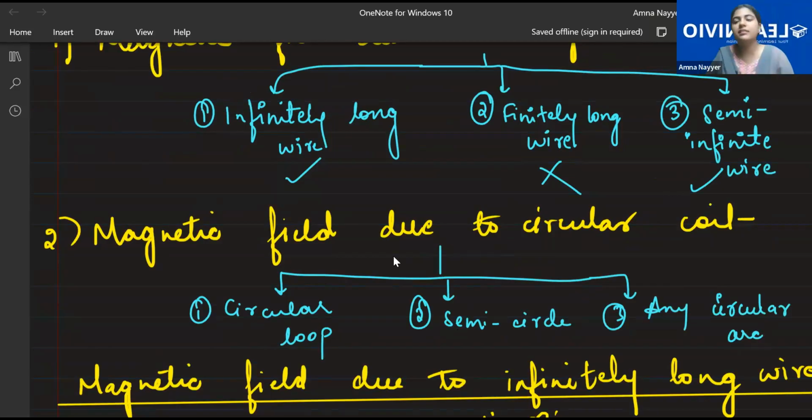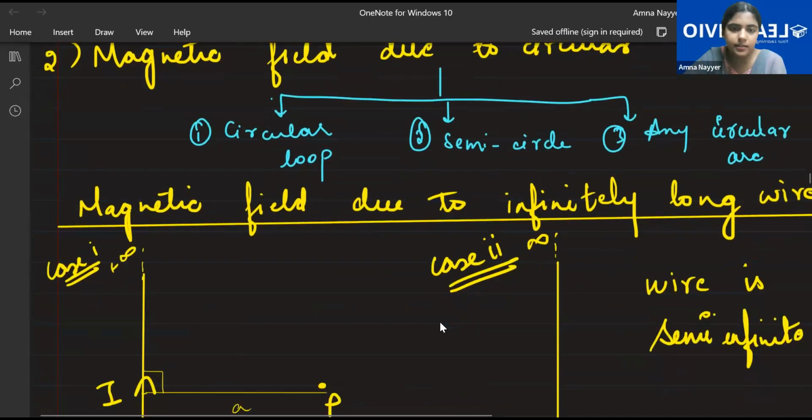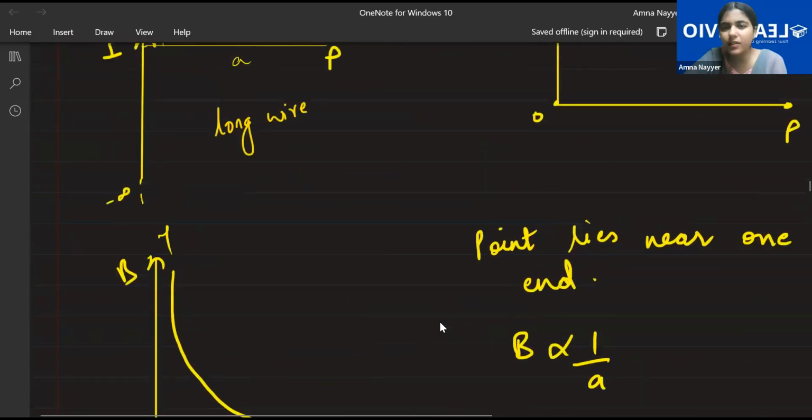And the final questions that come are a combination of all of these. Means an infinite wire will be there, then a semicircle wire will be there, then a circular loop would be there like this. So remember the formulas individually. I'll show you the kind of questions that are there. So this is how it is distributed. Let me tell you the formula of infinite and semi-infinite, and you can copy, and I'll end the class because questions we'll do in the next class.